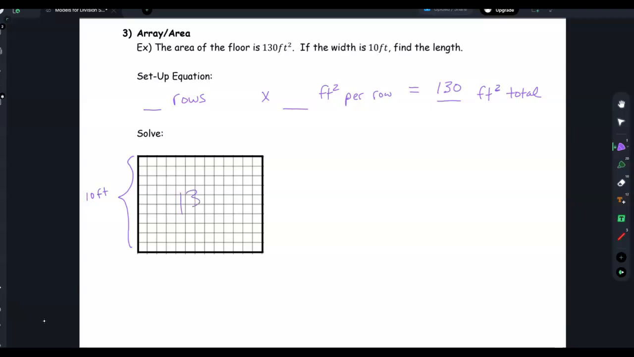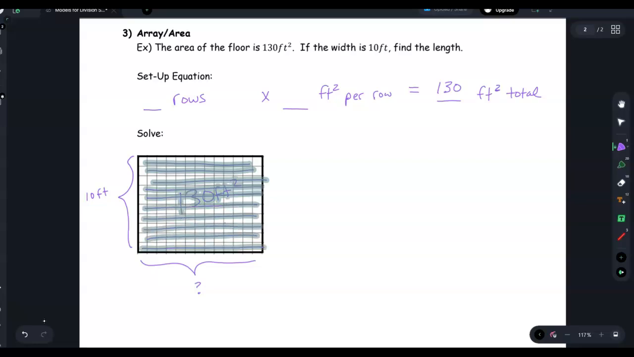And I know the area is 130 square feet, meaning that there are 130 squares shown in this figure. And I'm looking for what that length is. So in terms of rows, do I know the number of rows or do I know the number of objects per row? Rows go across, so I can see that I actually do have 1, 2, 3, 4, 5, 6, 7, 8, 9, 10 rows. So the number of rows is what I know here.